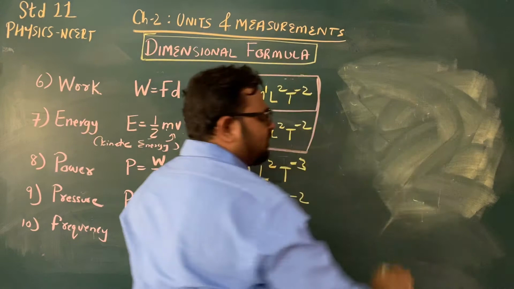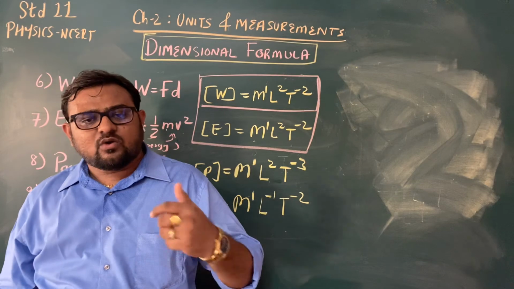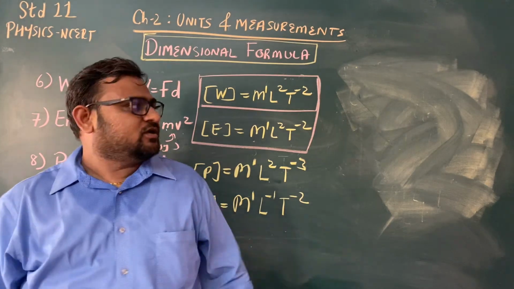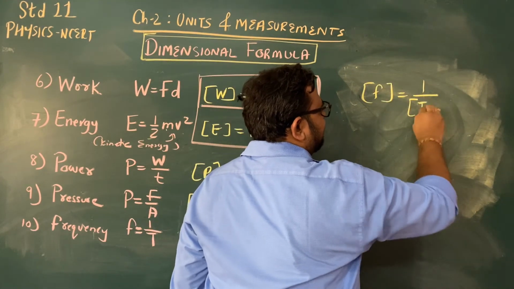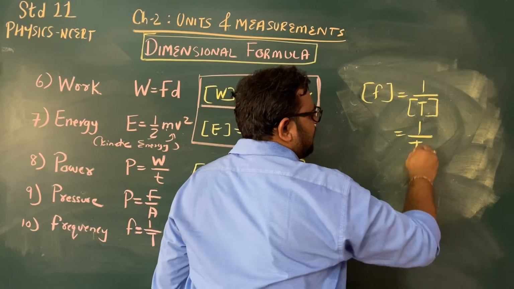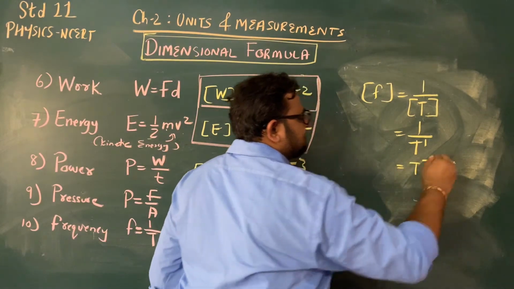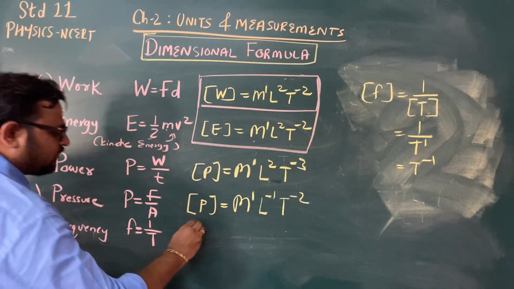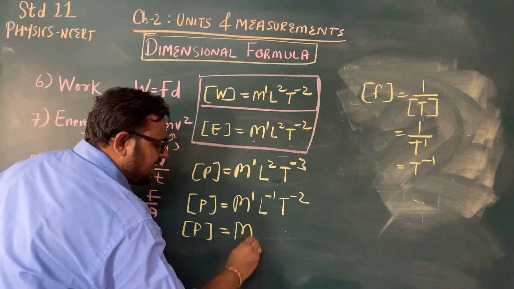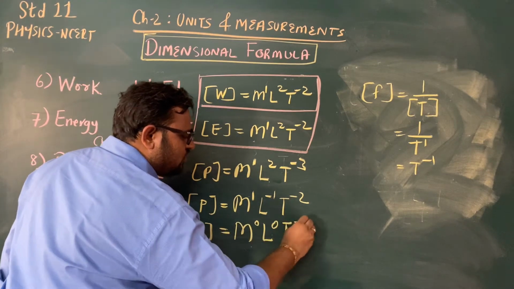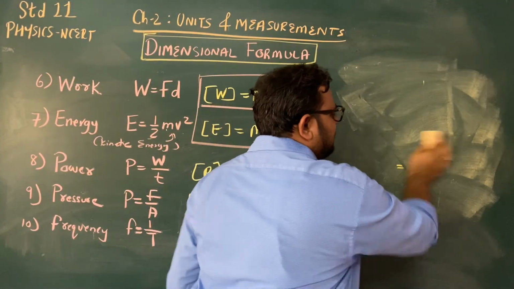The next is frequency. Frequency means how frequently something is repeating. So frequency is 1 by capital T, that means 1 upon periodic time. So the dimension formula for frequency will be 1 upon dimension formula of time. The dimension formula of time is T1. So this will be T minus 1. So the dimensional formula for frequency, as there is no factor such as mass and length, is M0 L0 T minus 1. Clear? So this was about frequency.